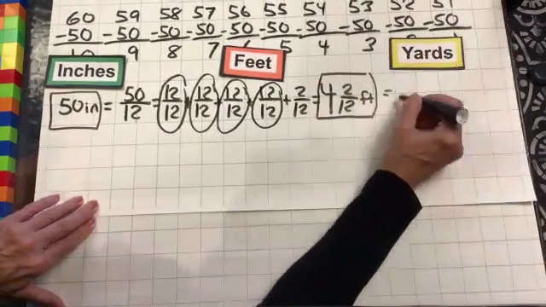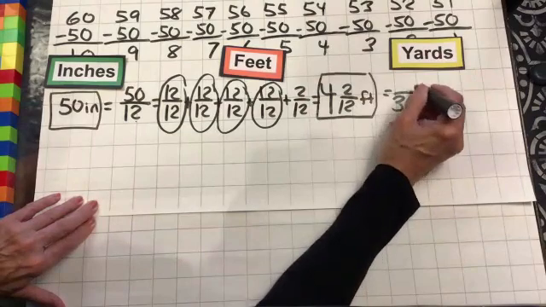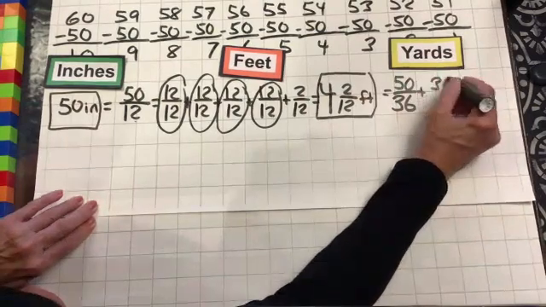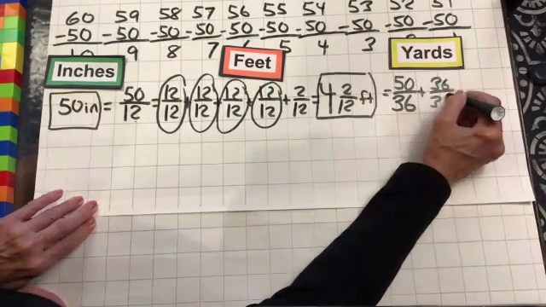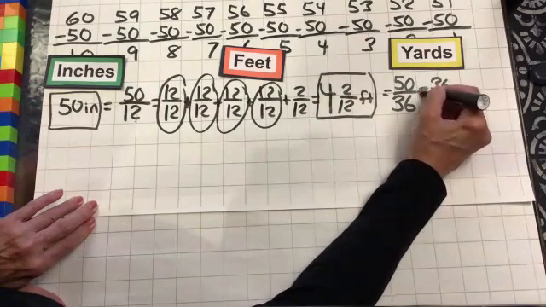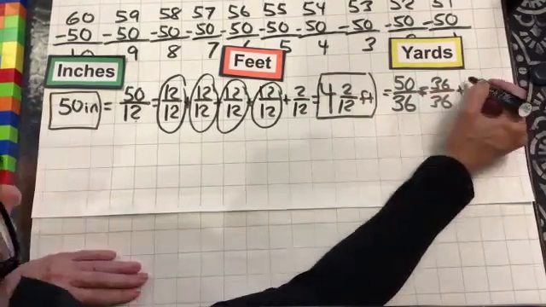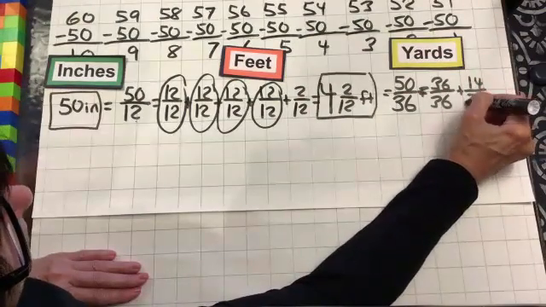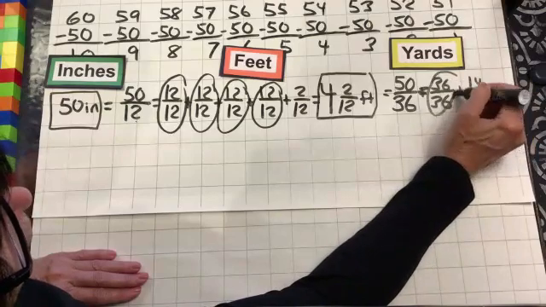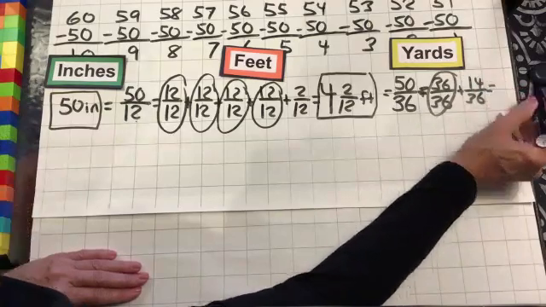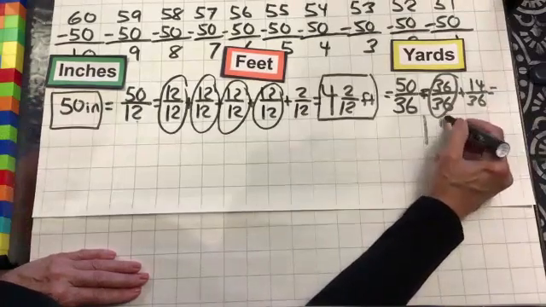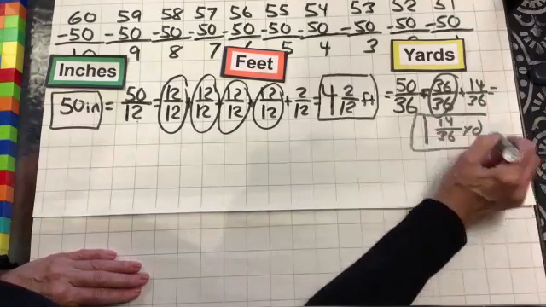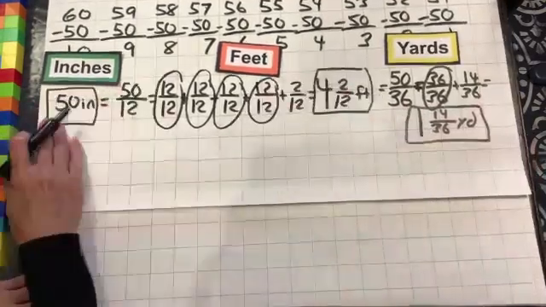All right, we know it takes 36 inches to make a yard, and we have 50. So we break that down into 36 over 36 plus, whoops, this should be an equal sign, I'm sorry. 36 over 36, and then we have 14 more over 36. So it makes 1 whole yard and 14. So I'm going to write down here 1 and 14/36 of a yard. And we're done with that. So all of those are equal.